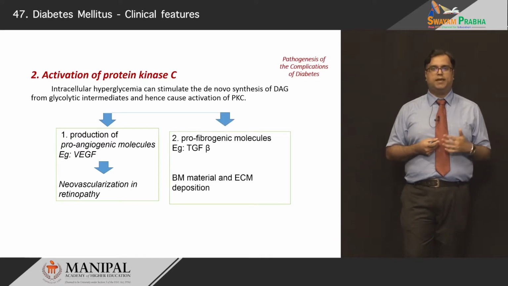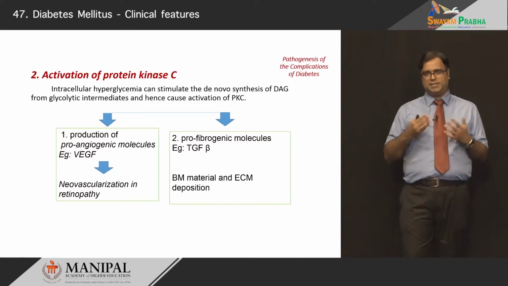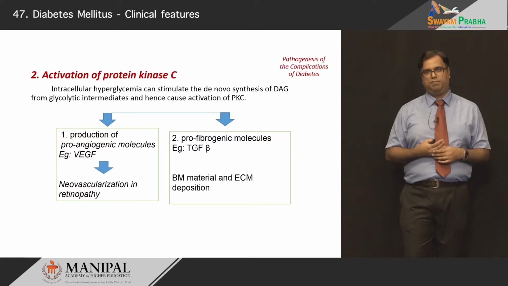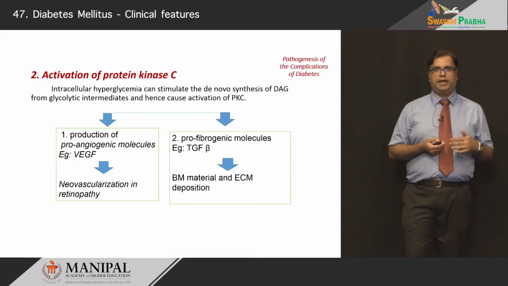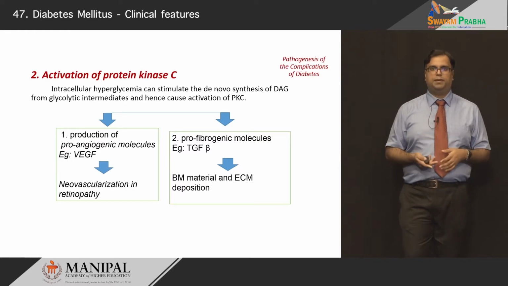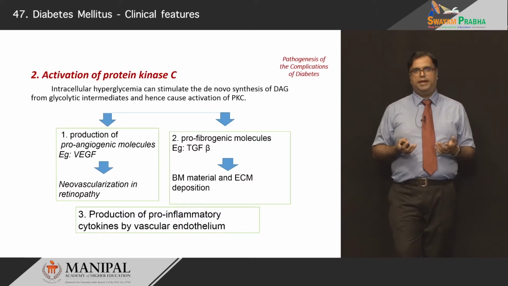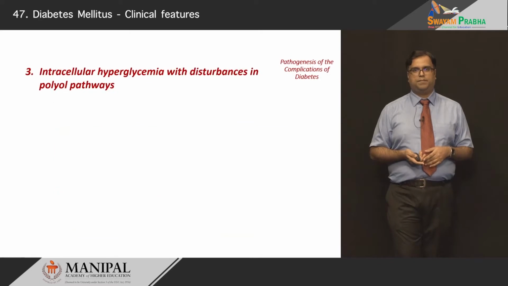Pro-fibrogenic molecules such as transforming growth factor beta are also activated by protein kinase C, which is actually a secondary messenger mechanism. So, there will be a lot of basement membrane material deposited and extracellular matrix thickening, causing some sclerosis within your glomeruli. And then production of pro-inflammatory cytokines within the endothelium of your vessels.